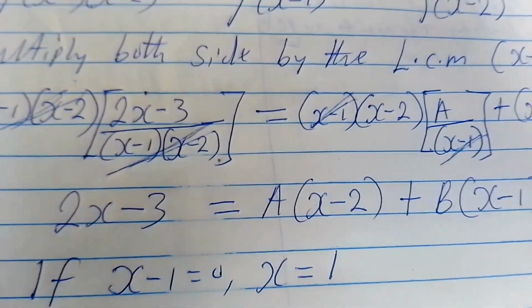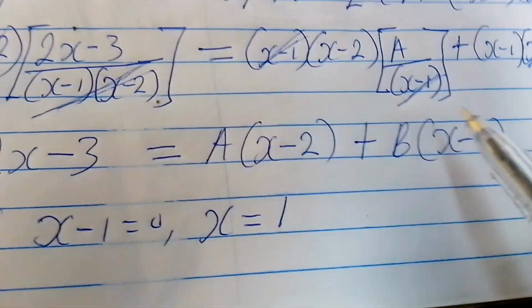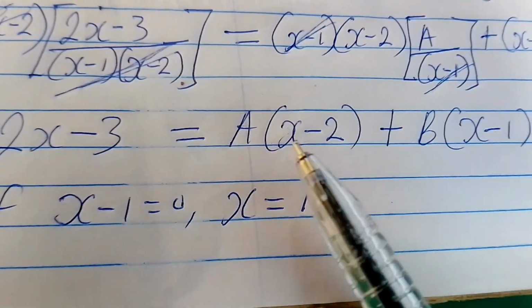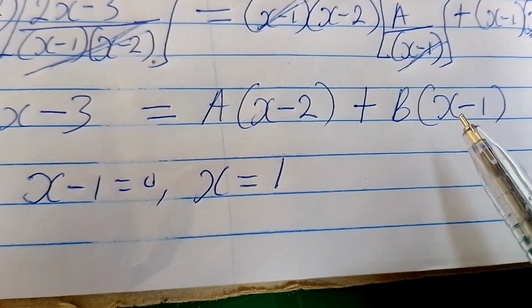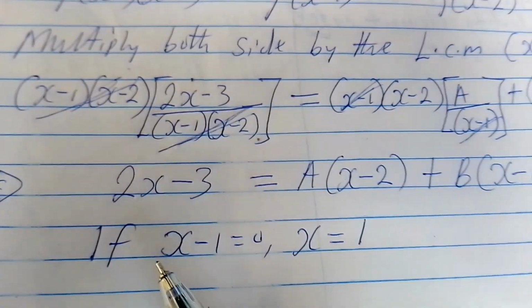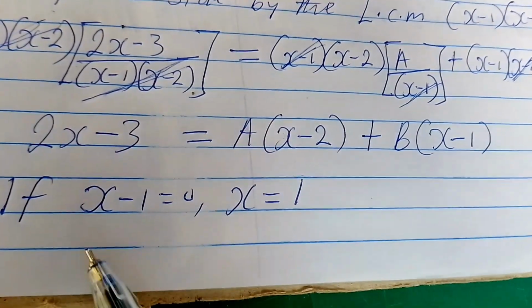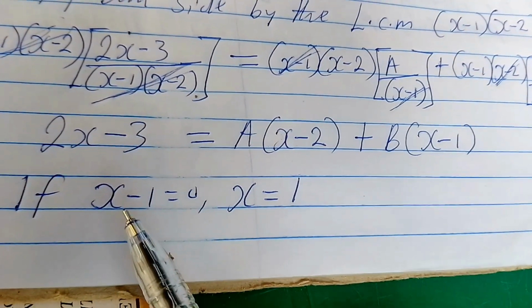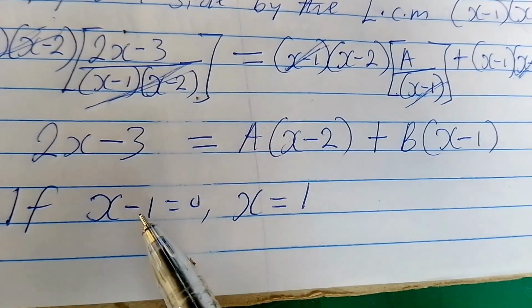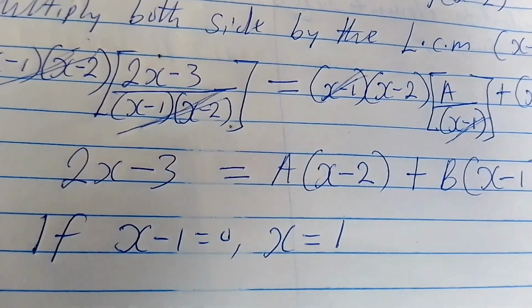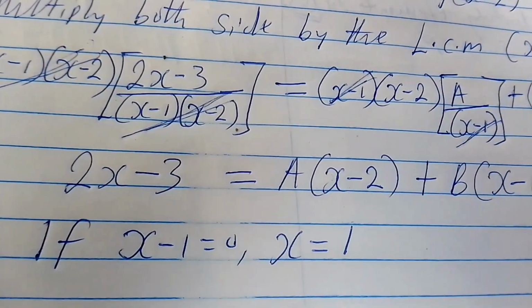Now at this point in time, we are going to look at each of these brackets and equate it with 0, right? Now, since we are going to look at A first, we equate this first bracket with 0. So we say if x minus 1 equals to 0, which is what is inside this bracket equals to 0, if you make x the subject of the formula, this minus 1 crosses the equality sign, our x becomes 1.